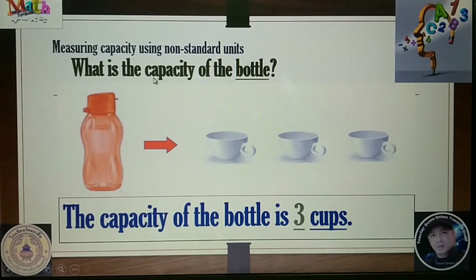What is the capacity of the bottle? The capacity of the bottle is 3 cups.